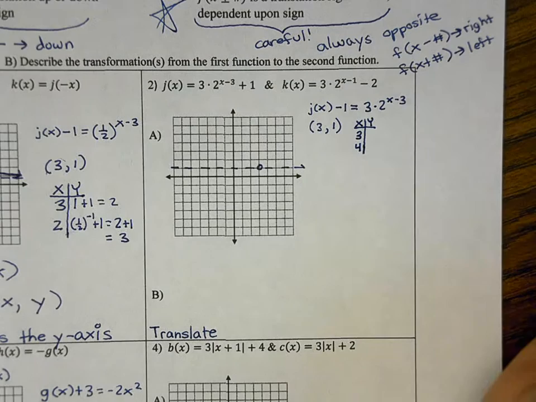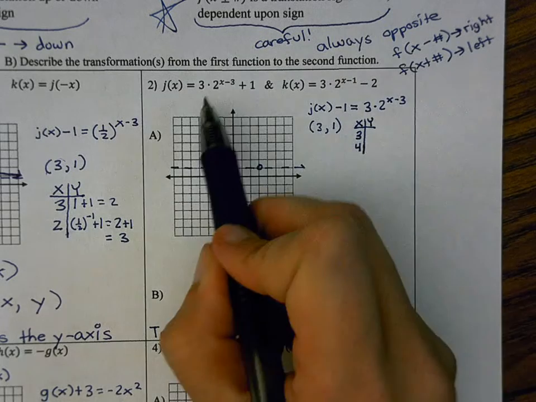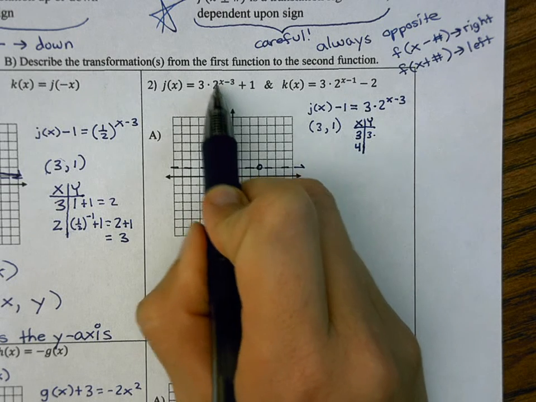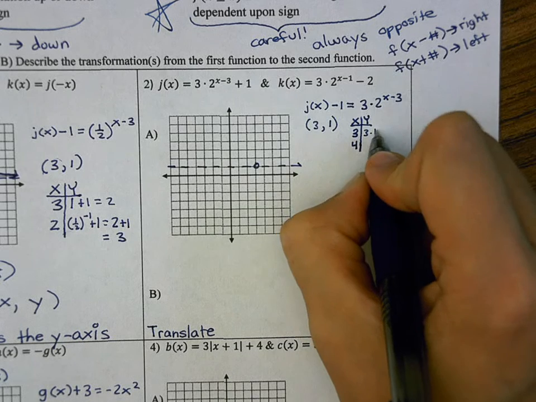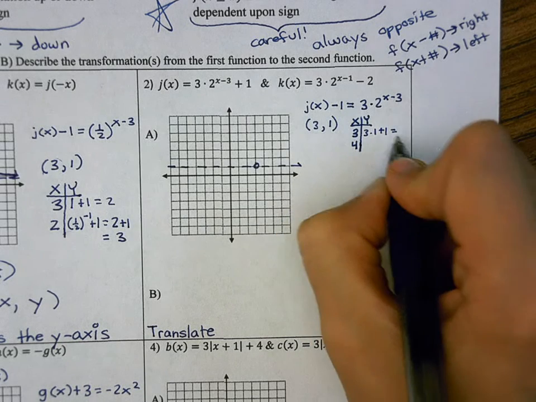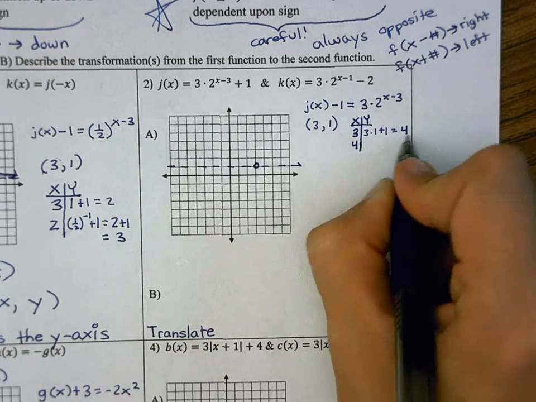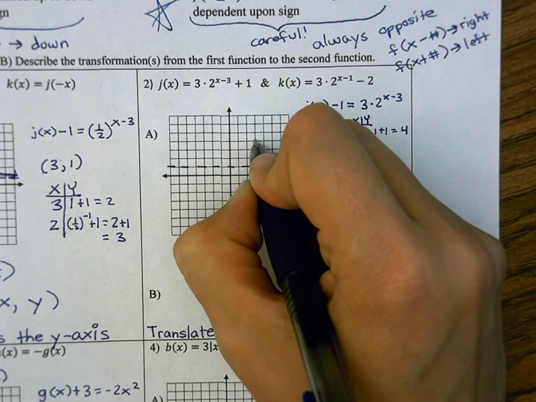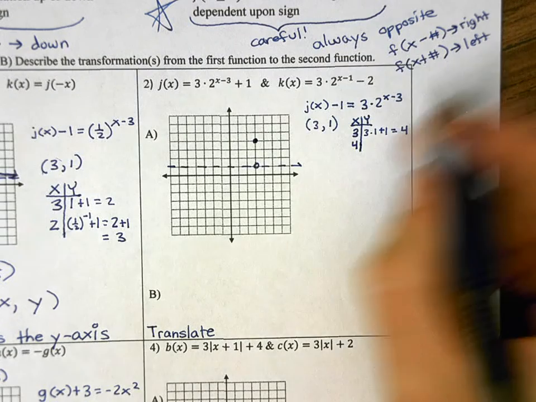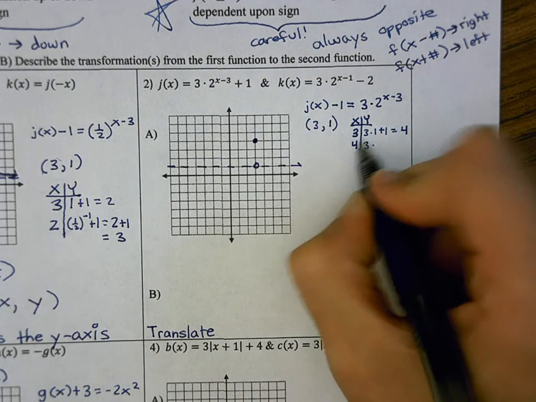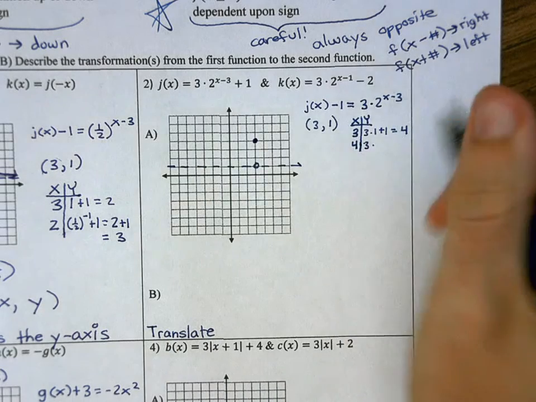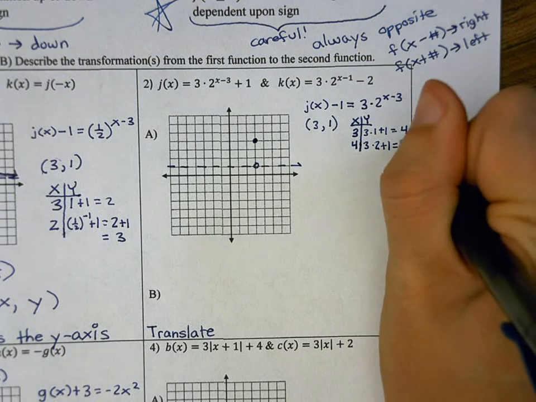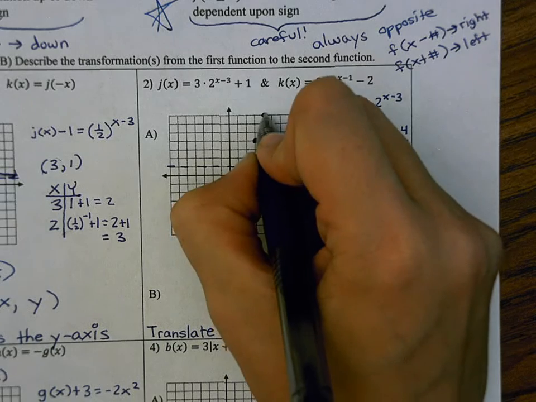Okay, when I plug in 3, I get 3 times 2 to the 3 minus 3, which is 2 to the 0, or 1, plus 1. And 3 times 1 is 3, plus 1 is 4. And so that's my first coordinate point at 3, 4. And then I'm going to plug in 4 as well. When I plug in 4, I get 3 times 2 to the 4 minus 3, which is 2 to the first, or just 2, plus 1. 3 times 2 is 6, plus 1 is 7, and so there's my second point at 4, 7.